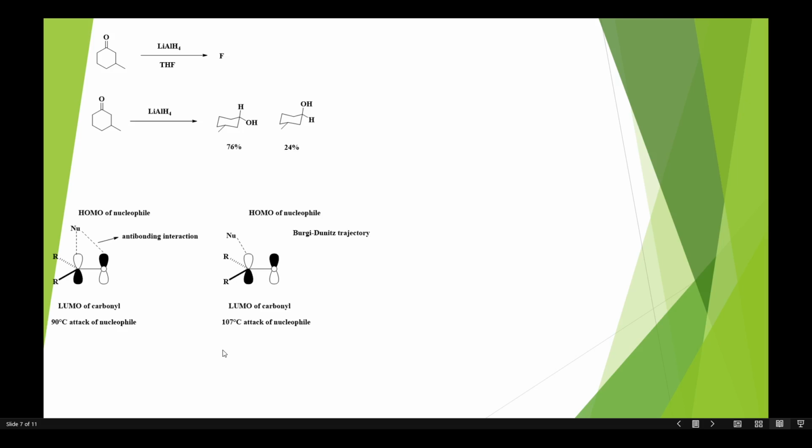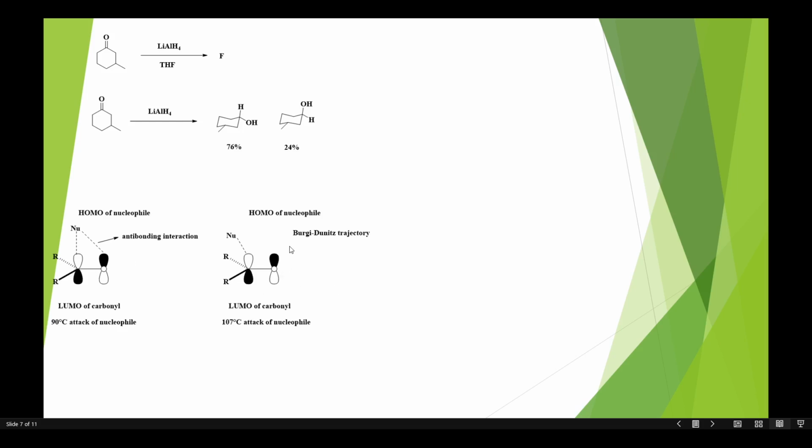That angle we call the Bürgi-Dunitz trajectory. This is the particular angle of attack. In that attack, the steric hindrance with the R groups will be very small, and there is no antibonding interaction with the oxygen's pi star orbital. The nucleophile will only cause a bonding interaction with the carbonyl carbon. If it comes in at 90 degrees, in that case it will cause both.